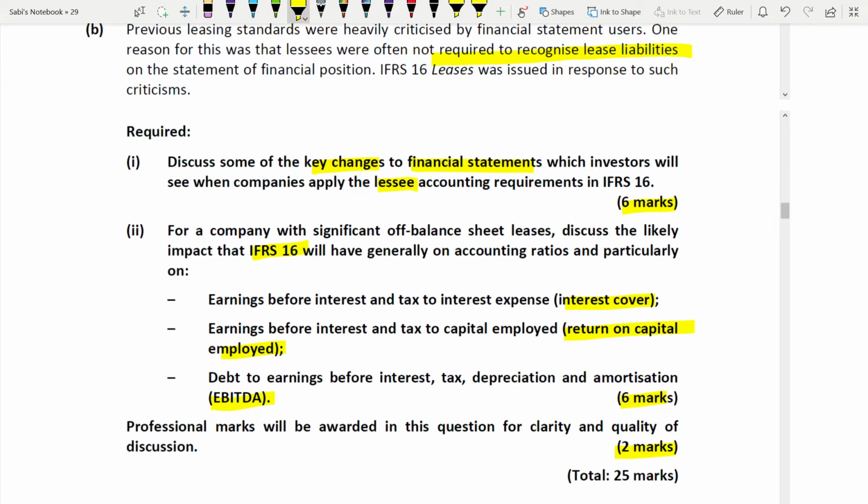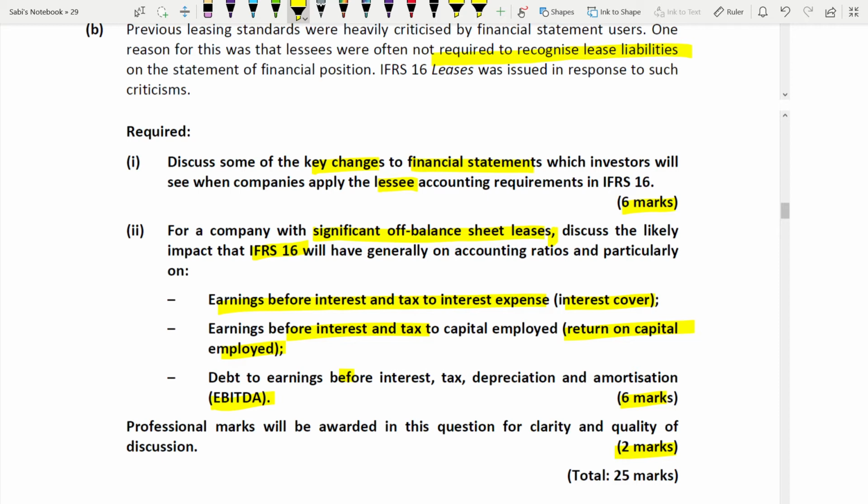But the formula they have given you here, this is the formula. In the bracket they give you the main ratio. So for a company with significant off balance sheet leases, mainly you have to discuss what is the likely impact that IFRS 16 will have on the accounting ratios. Remember, there's a comma. Can you see this? Comma means you have to write two things. One is the impact on the ratio versus the other one, the impact on the company, where there is a significant off balance sheet leases. Two things you have to explain for 6 marks.